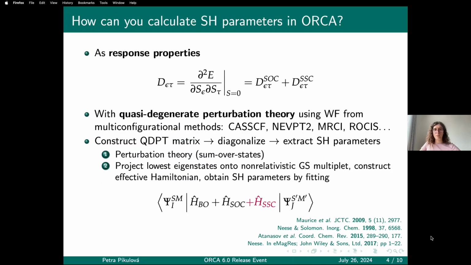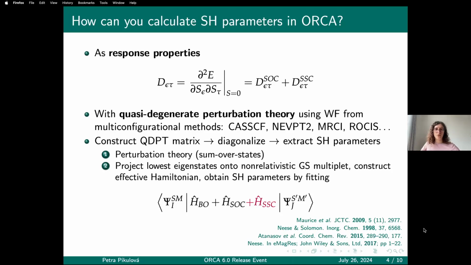Spin Hamiltonian parameters in general, so including zero-field splitting, can be calculated in different ways in ORCA. There is one family of these methods that is based on response theory, where the spin Hamiltonian parameters are identified with derivatives of the electronic energy with respect to some external perturbations. And then the implementation is quite similar to any other analytical derivative property.